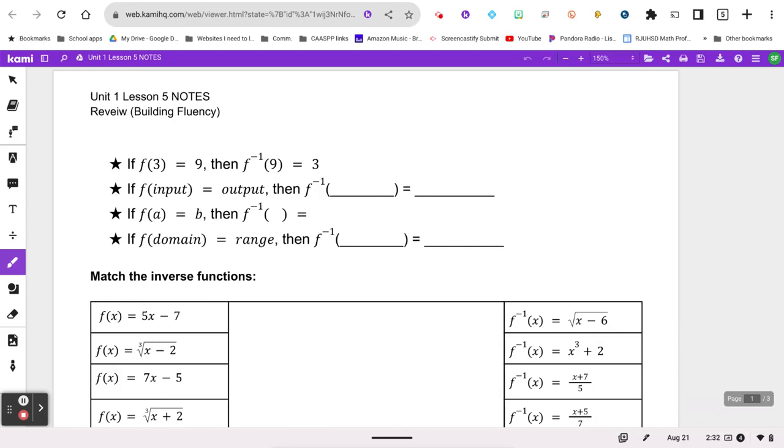If f of the input equals the output, then the output is going to equal the input. Remember, input is x, output's y. So if you remember our tables from before.